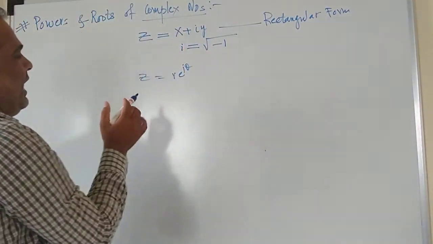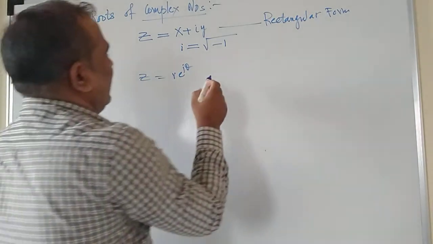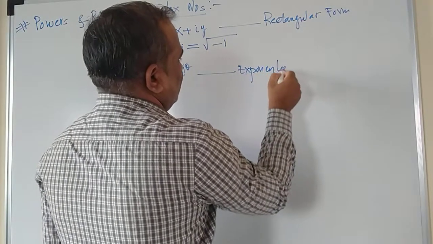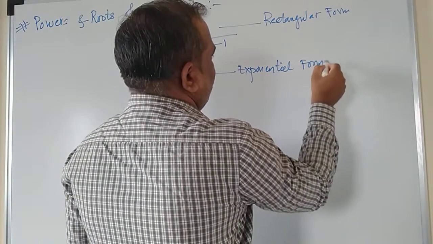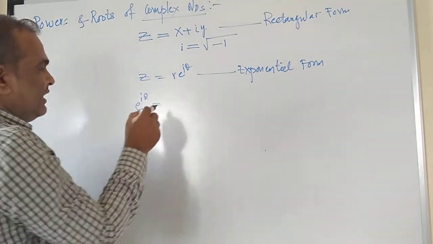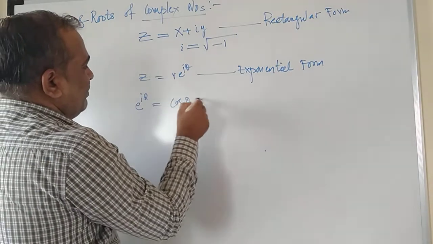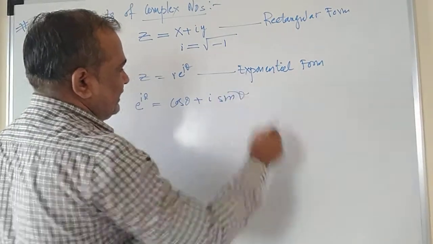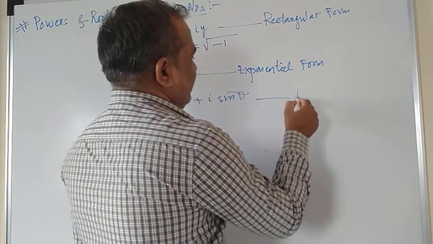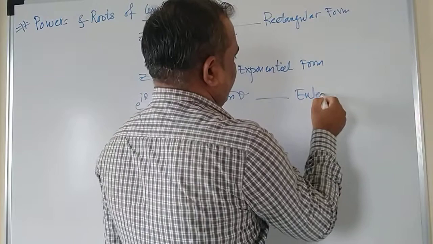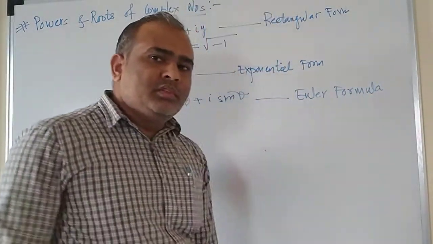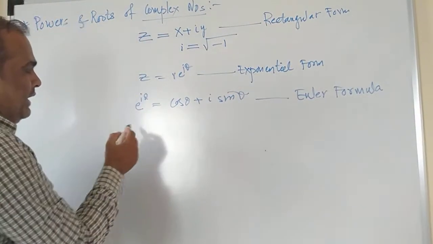Right? And I need Euler's formula. What is Euler's formula? Euler formula: e raised to i theta is equal to cos theta plus i sin theta. And one more formula I need, that is De Moivre's theorem. Let me write here Euler formula. You can refer to the SYBSc books to understand these basic things, right?